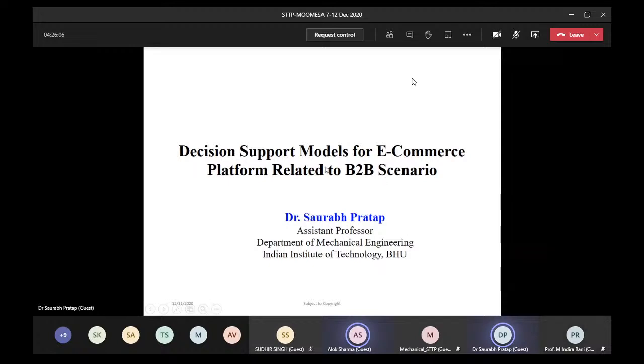I think this is a realistic e-commerce scenario, and I have considered the scenario of one company located in Hong Kong. I got a data set from that company, and actually I got a consultancy project. They want a decision support model, and I'm giving a realistic example like Amazon or Flipkart.